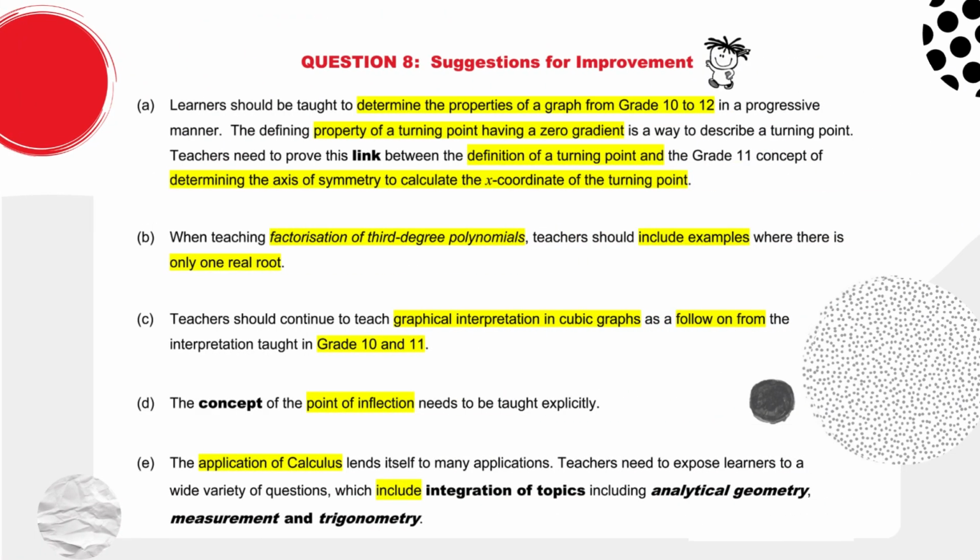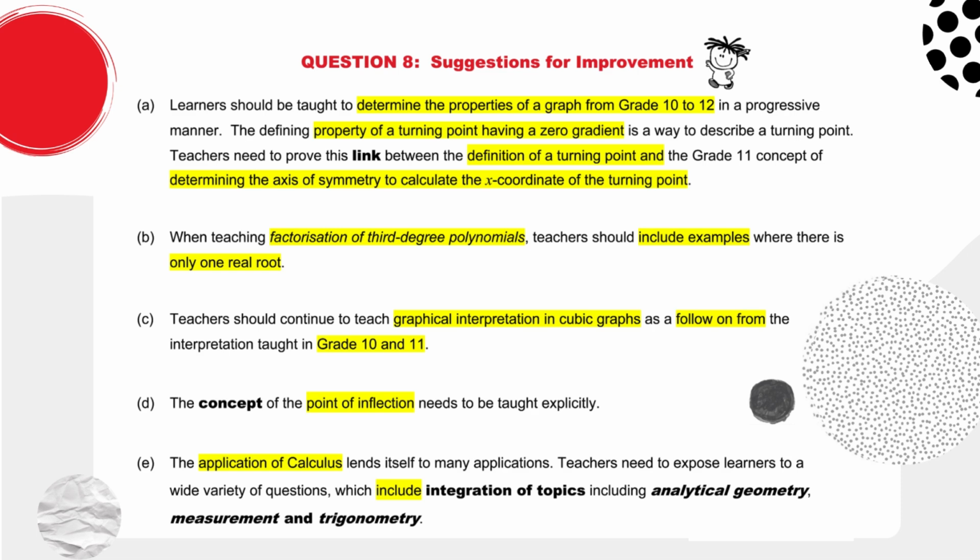The following are some suggestions for improvement for question 8. A. Learners should be taught to determine the properties of a graph from grade 10 to 12 in a progressive manner. The defining property of a turning point having a zero gradient is a way to describe a turning point. Teachers need to prove this link between the definition of a turning point and the grade 11 concept of determining the axis of symmetry to calculate the x-coordinate of the turning point.